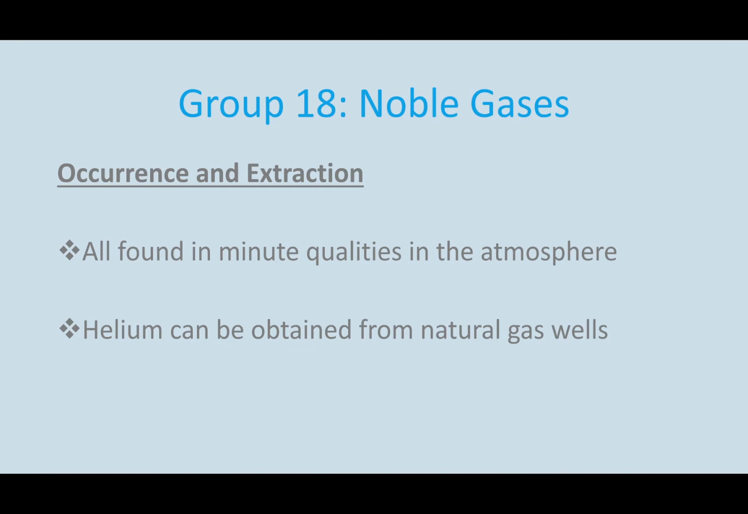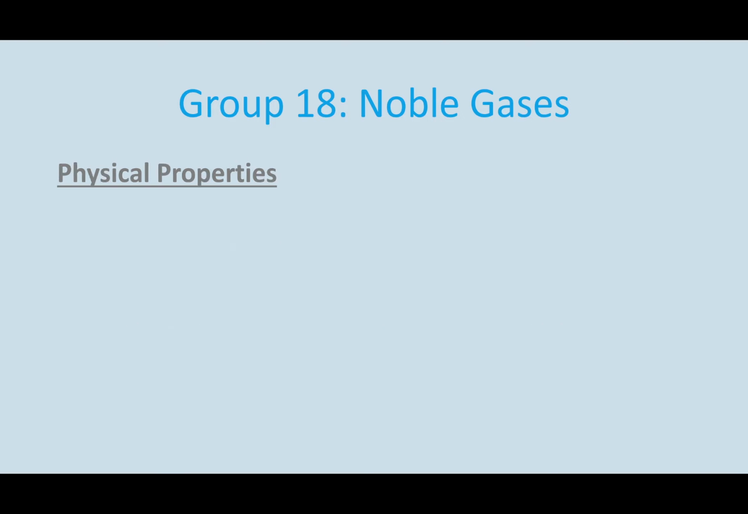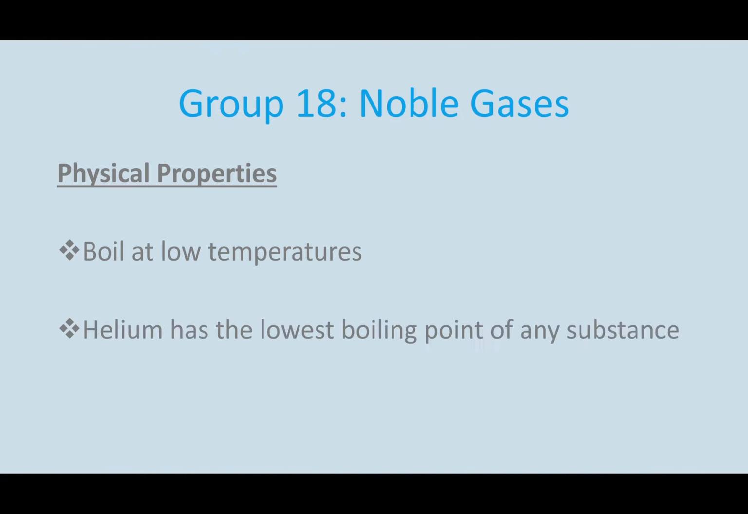But for right now, it's still available, but it is non-renewable. So the amount of helium that there is basically all that there will be. The physical properties of noble gases: they boil at low temperatures, which again explains why naturally they exist as gases. Because again, the boiling point is so low. And helium has the lowest boiling point of any substance.